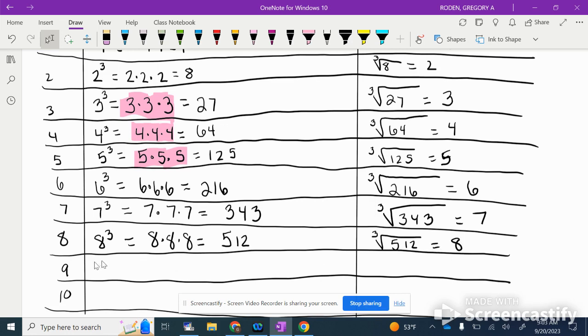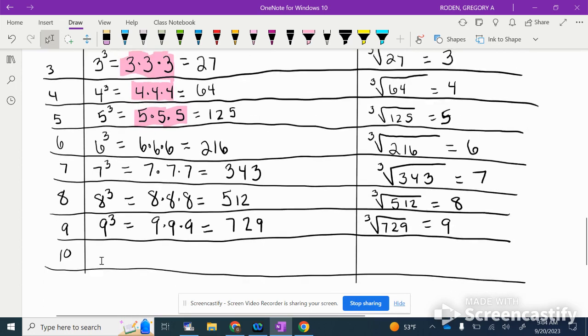Now, not the last one. 9 cubed is equal to 9 times 9 times 9. What's that, Mrs. Galler? 729. So the cube root of 729 is equal to 9.